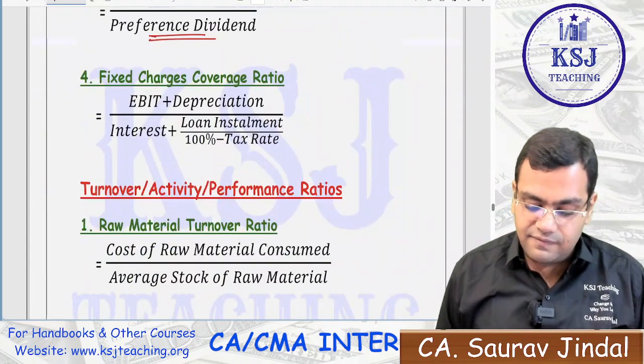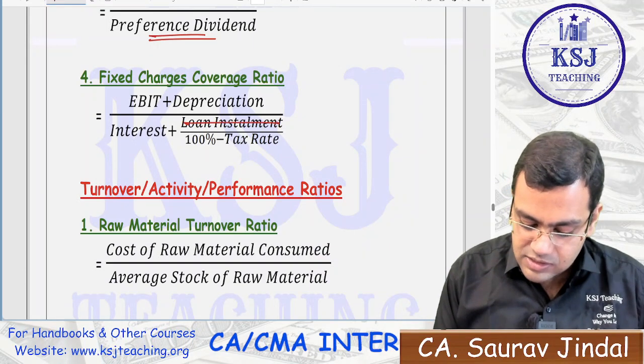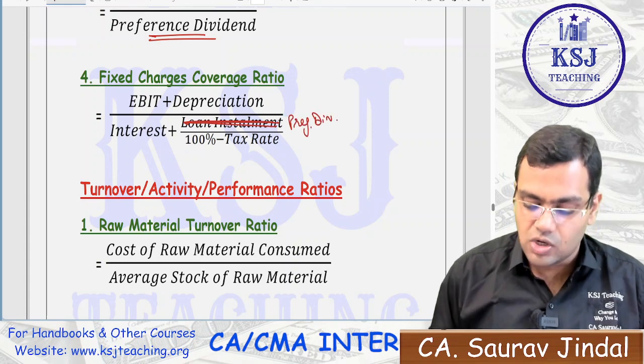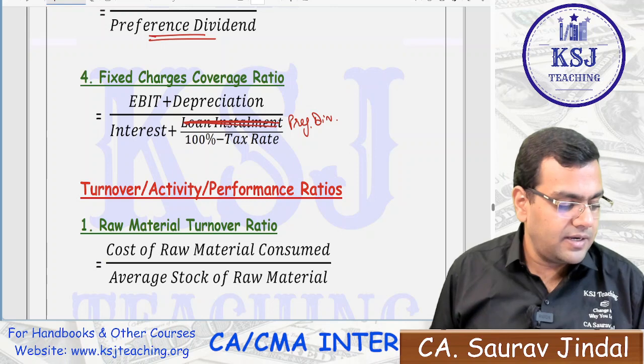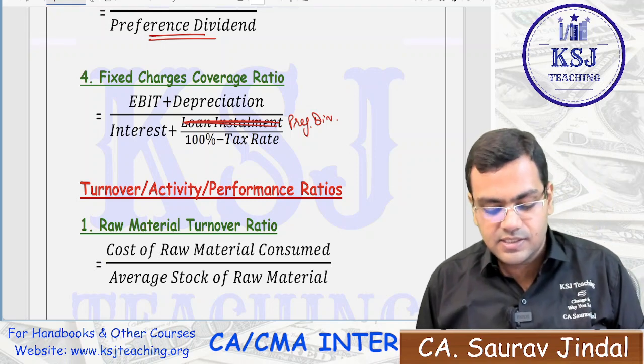The fixed charges coverage ratio is EBIT plus depreciation. The fixed charges are interest. This is not loan installment. It has to be the preference dividend. Sorry, this is wrong. Preference dividend divided by 100 minus tax rate, right? So fixed charges is preference dividend before taxes plus interest.